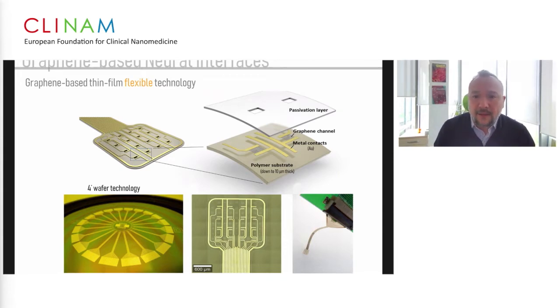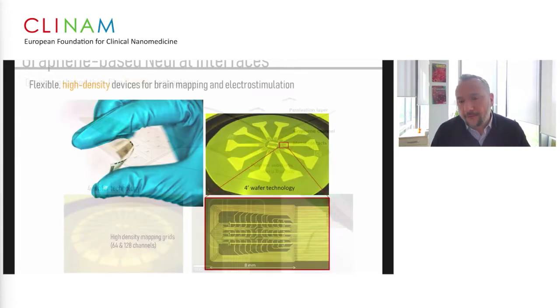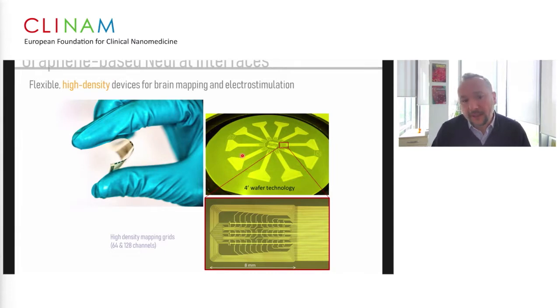So what we've done here is basically we are taking graphene iterations and graphene sheets of different types. We are embedding them into these substrates, as you can see here in the schematic, and we are allowing them to interface with the central or peripheral nervous system. We're using thin film technology to perform this kind of fabrication, and you'll see here how flexible the devices are, and most importantly, what kind of grids we are able to achieve in terms of mapping density and contact density. And this is one of the steps forward that we think this technology and this graphene material can offer.